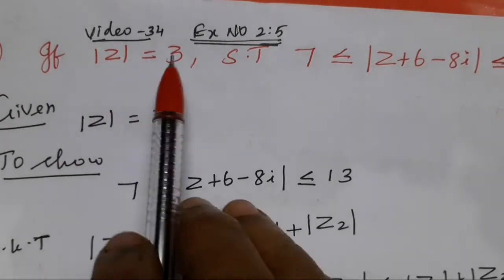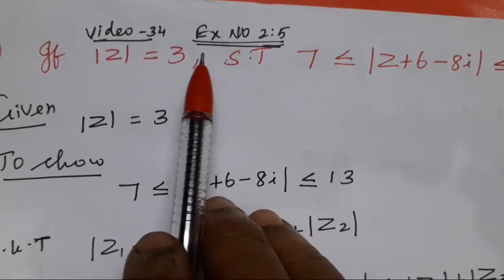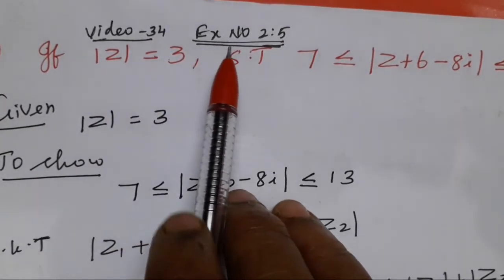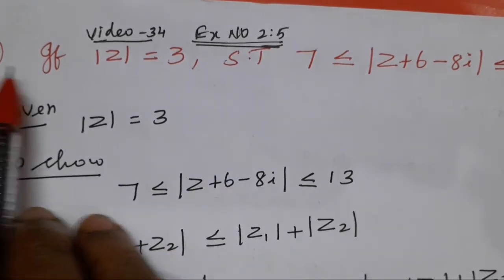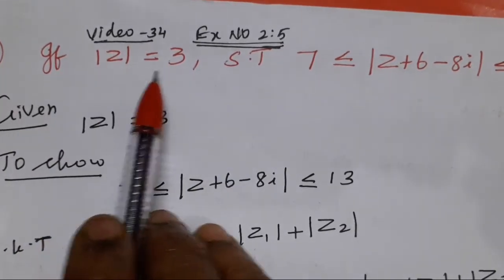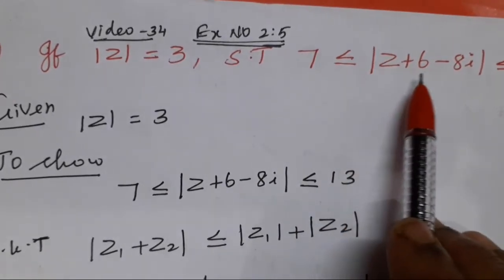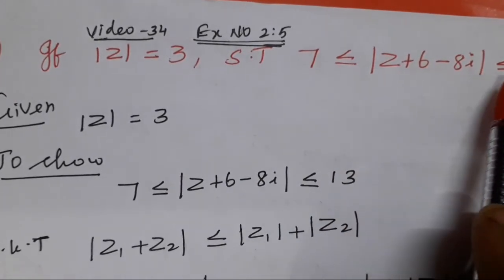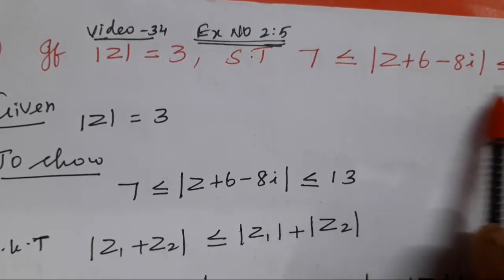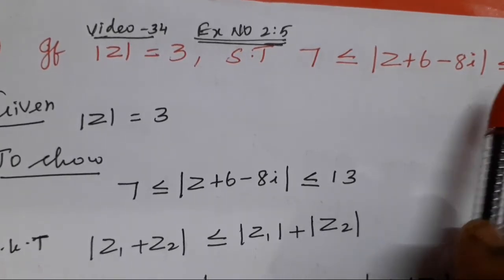Now listen here. For the second video on Tuesday, I start exercise number 2.5, question number 4. If modulus of z equals 3, show that 7 is less than or equal to modulus of z plus 6 minus 8i, which is less than or equal to 13. This is a very important 3-mark question.